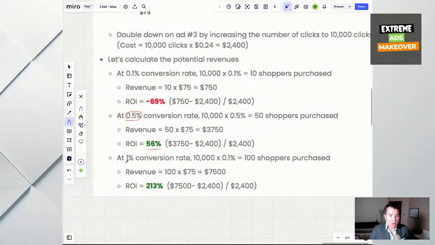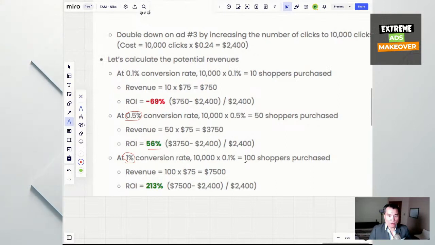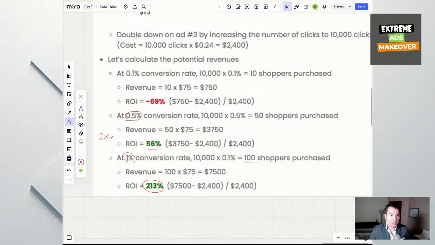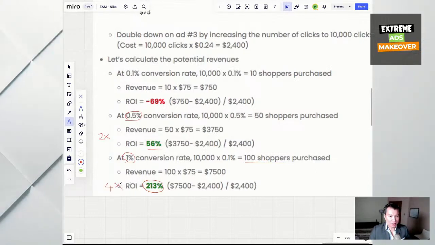Now, how about at 1%? That's when you have 100 shoppers. That will be 213% on the ROI. So this is only 2x. So when you 2x the conversion rate from 0.5% to 1%, your ROI is almost 4x. Is that amazing? All right.